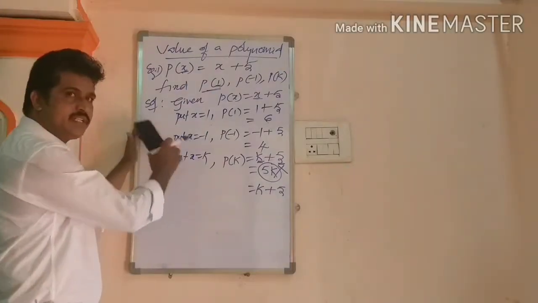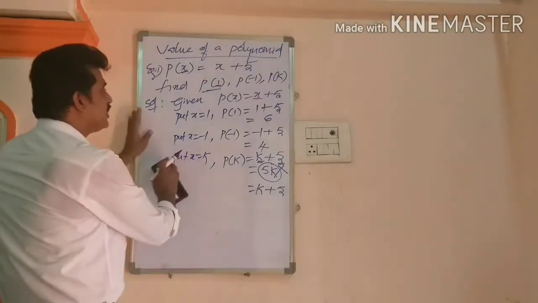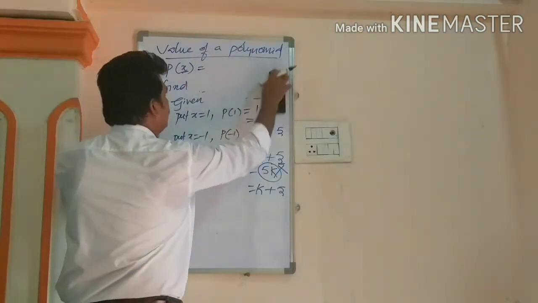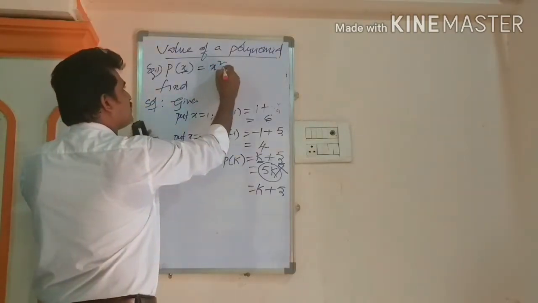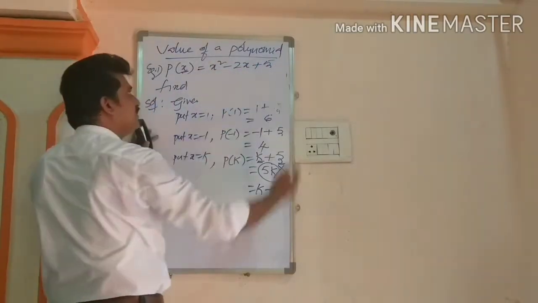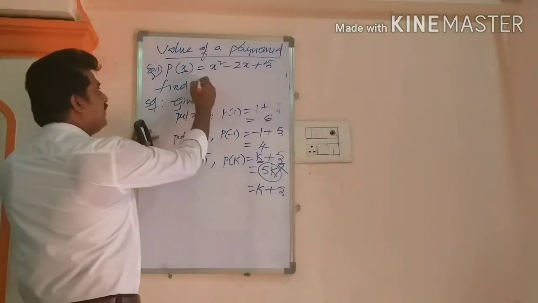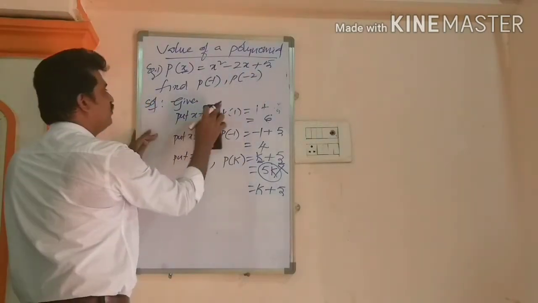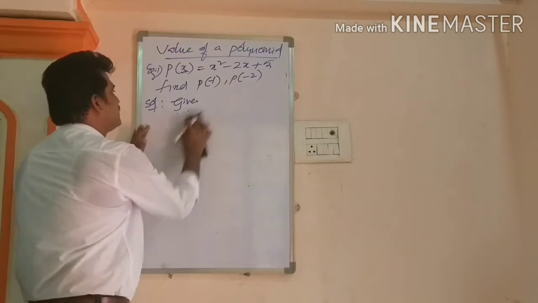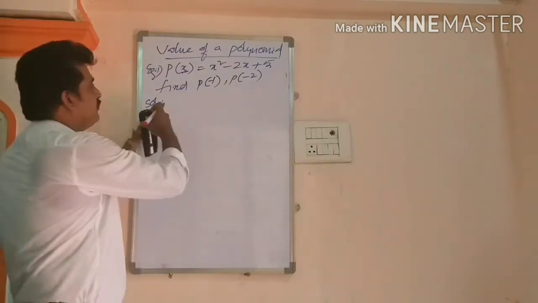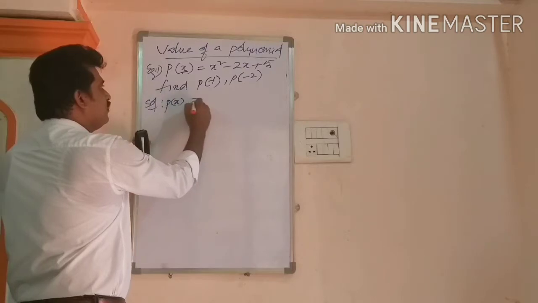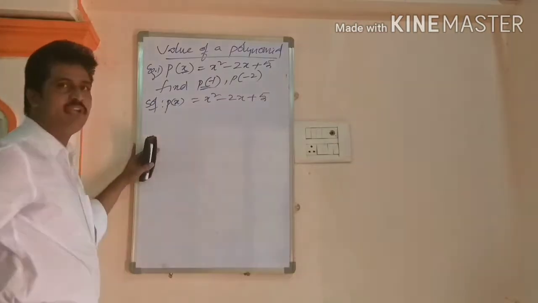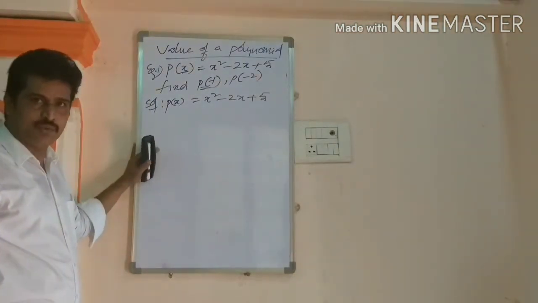That is the value of a polynomial. Okay? Let us take one more example. P of x is equal to x square minus 2x plus 5. Find p of minus 1 and p of minus 2. Let us take those two, since it is a square. We have to find out the value of p of minus 1 and p of minus 2.